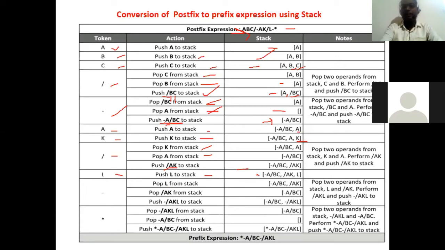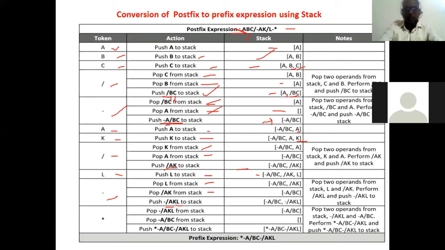Now minus. So minus is the operator. You need to pop two elements from the stack and apply the minus. So first of all, you need to pop L. Pehla element pop hoga L. Dusra element pop hoga divide AK. Okay, you need to perform minus. So how are you going to perform? Write the operator first. So minus first. Uske baad second operand kya pop hua tha? Divide AK. So write down divide AK. That is the second operand. And the first operand is L. So you need to write down minus divide AK L. So it is one complete string you need to add into the stack.